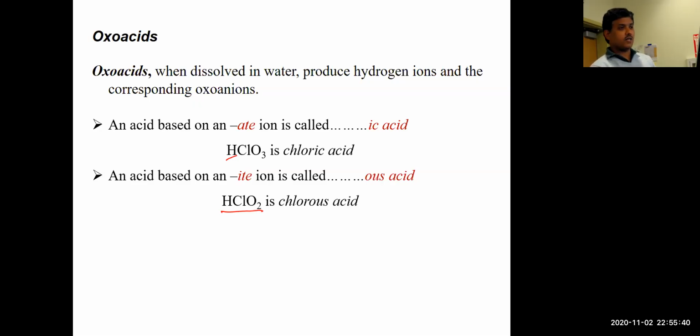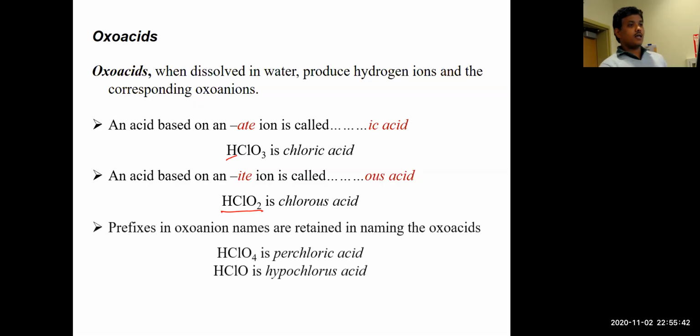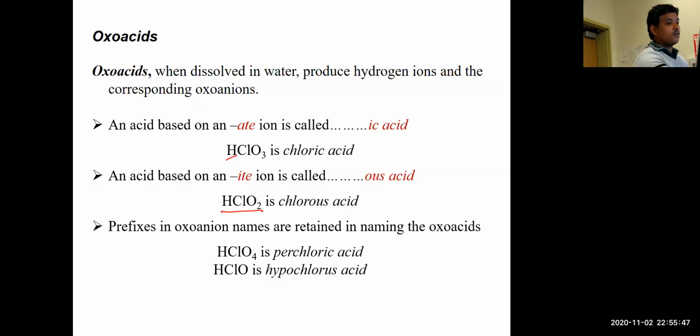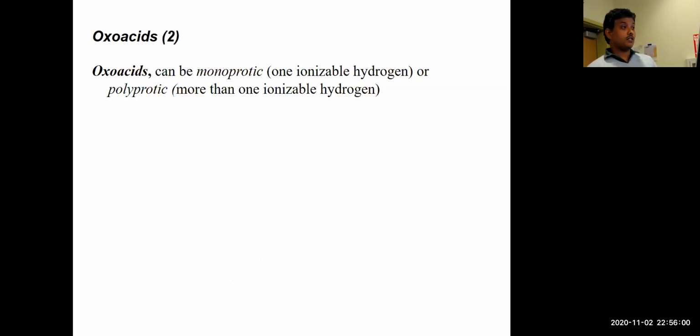And these are the things we kind of have to remember. And whenever you have other ratios like HClO4 and HClO, the name changes to perchloric acid instead of perchlorate, and hypochlorite changes to hypochlorous acid. So there is some similarity, at least.